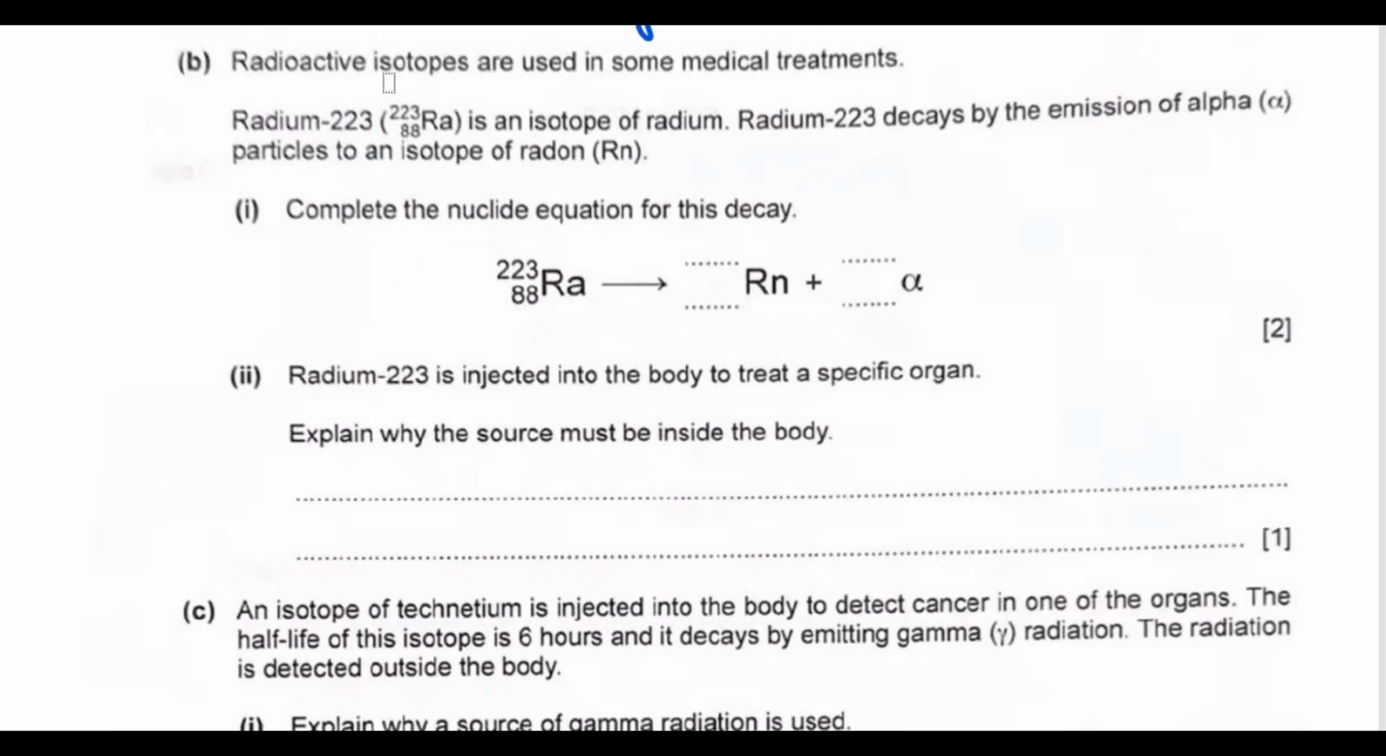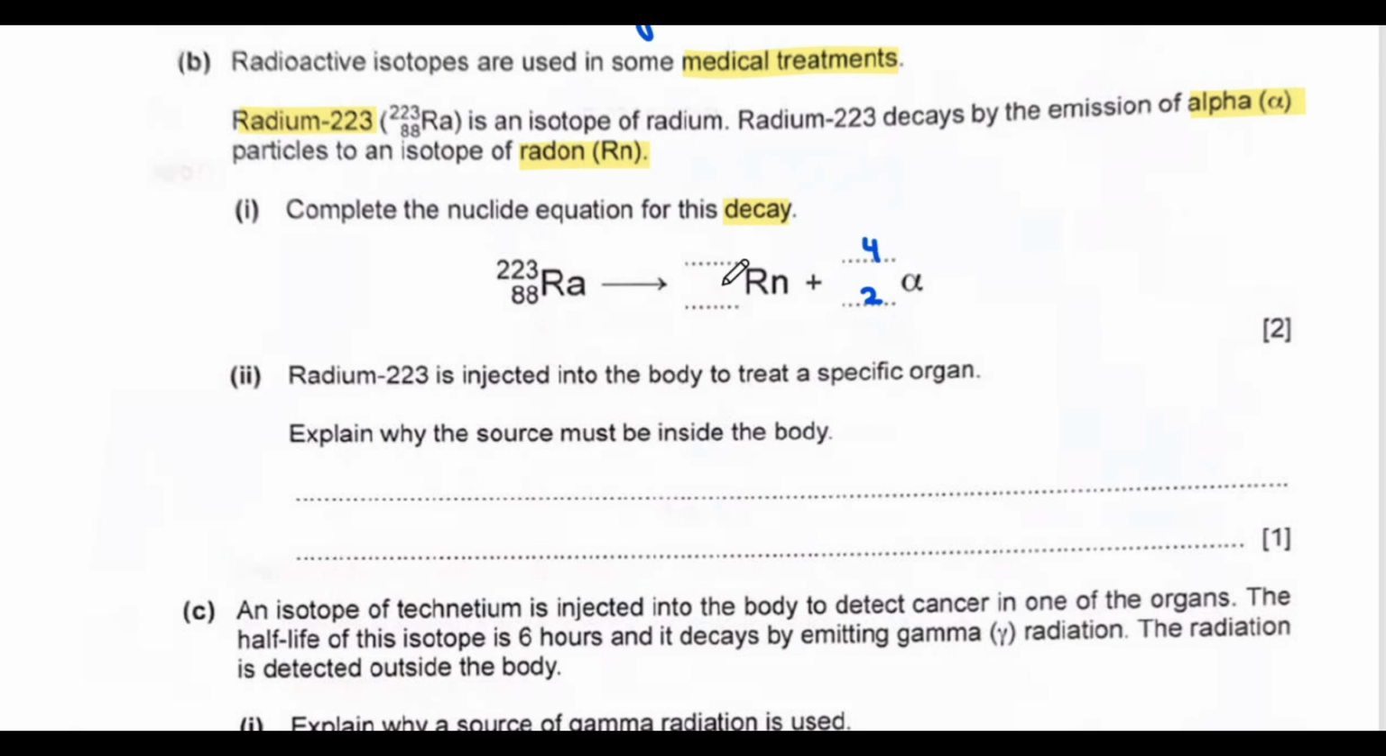Part B says radioactive isotopes are used in some medical treatments. Radium-223 is an isotope of radium. Radium-223 decays by emission of alpha particles to an isotope of radon. Part 1 says complete the nuclide equation for this decay. Radium has mass number 223 and atomic number 88, and it is going to decay by emitting an alpha particle and convert into radon. Alpha particle has mass number 4 and atomic number 2.